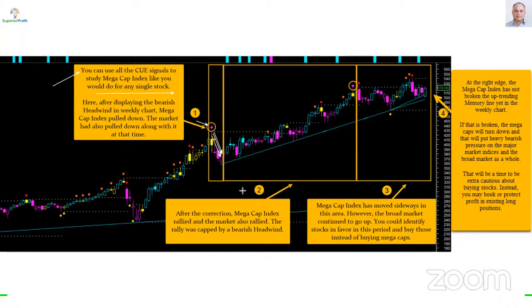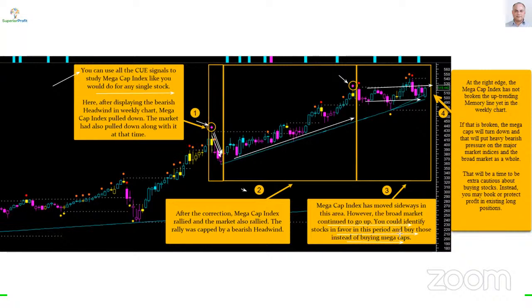After this correction, point number 2, let's read the text. Mega cap index rallied and market also rallied. The rally was capped by another bearish headwind. Number 3, mega cap index then moved sideways in this period. However, the broad market continued to go up. You could identify stocks in favor in this period and buy those instead of buying mega caps.